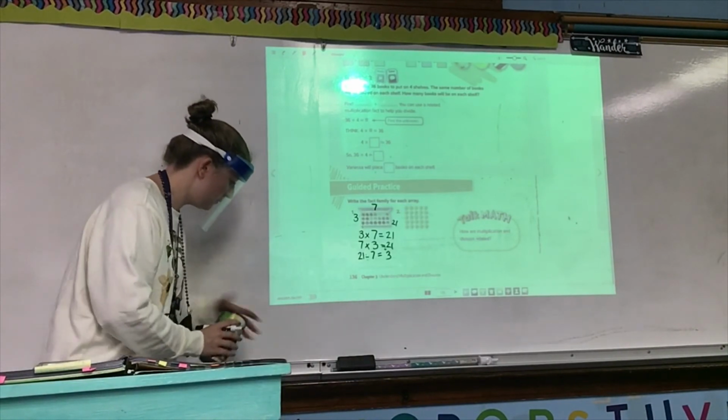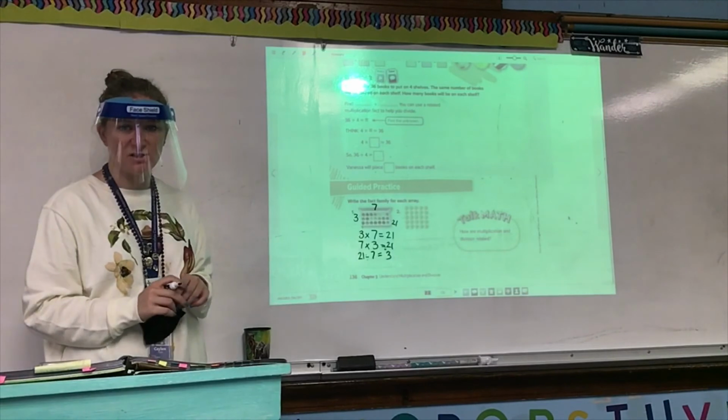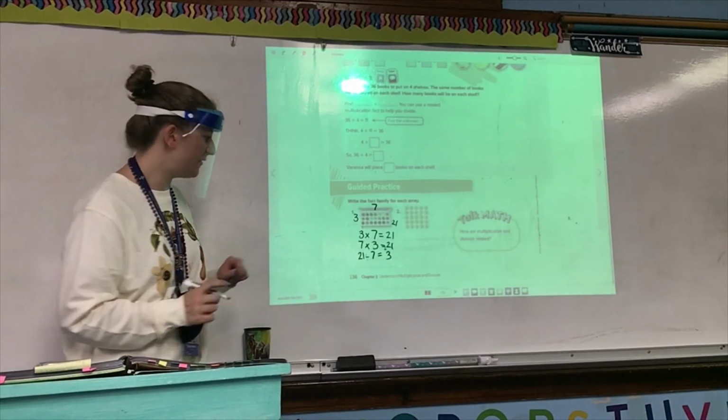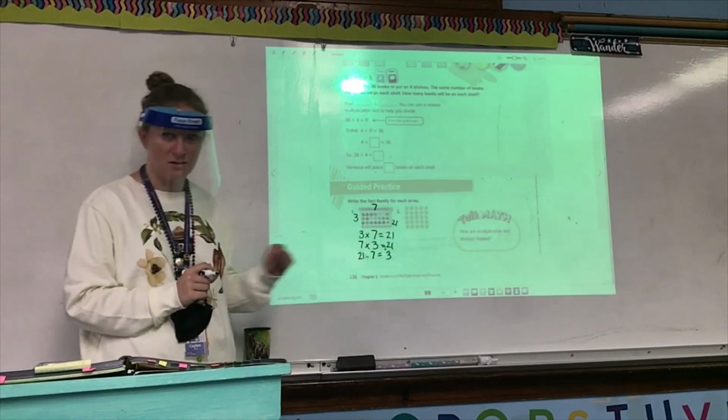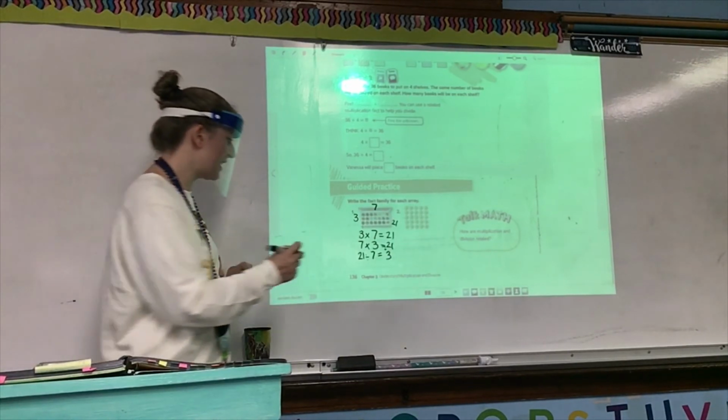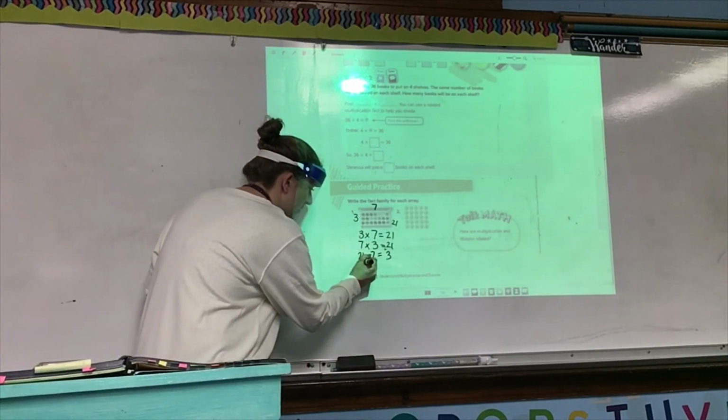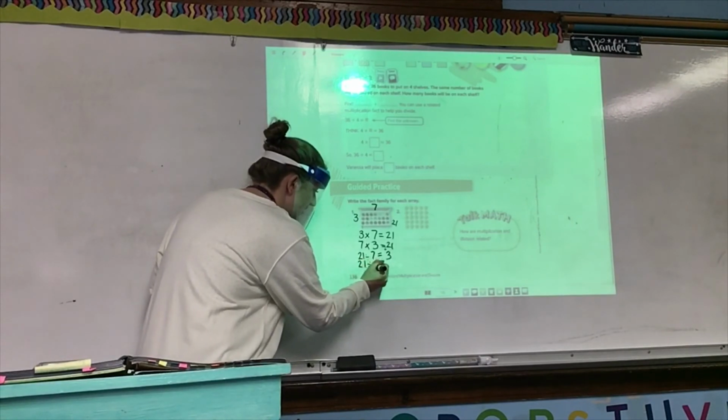Carla, what do we do next? Multiplication or division? Division. In division, we always start with the rows, columns, or total. Total. Which in this case is? 21. So our dividend is 21.